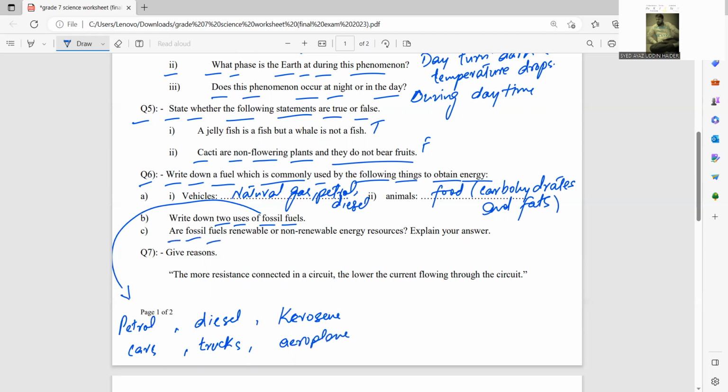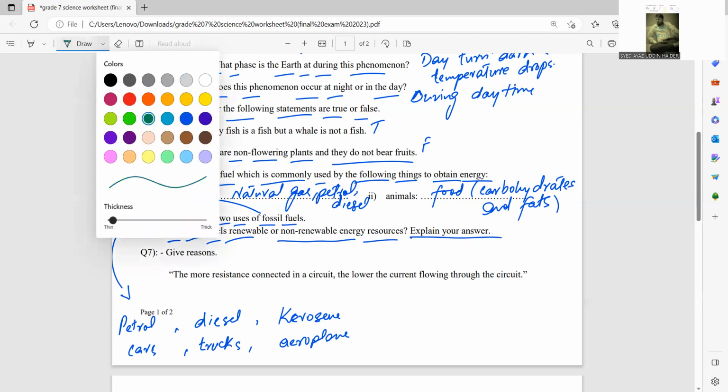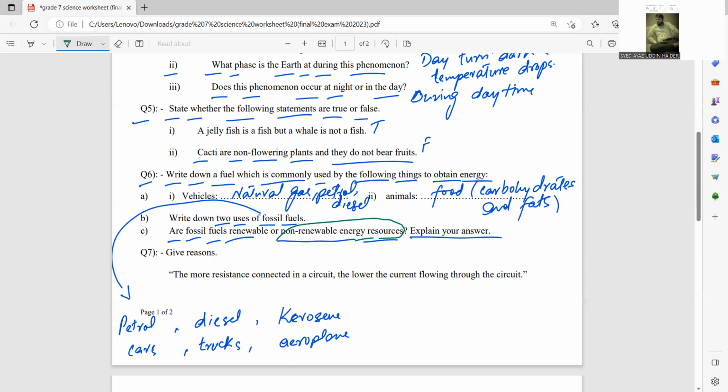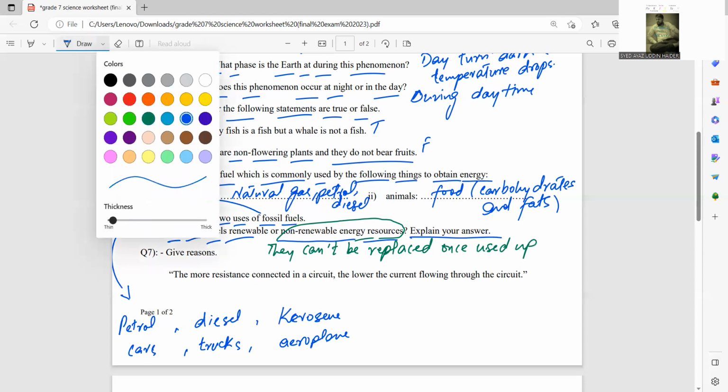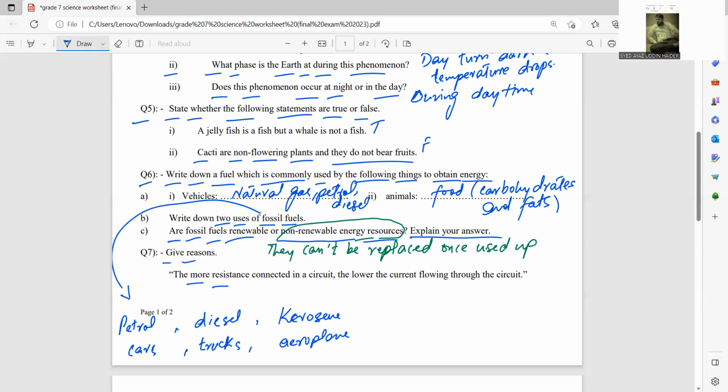Part C. Are fossil fuels renewable or non-renewable resources? Explain your answer. Fossil fuels are non-renewable resources because they can't be replaced once used up. Give reasons. The more resistance connected in a circuit, the lower the current flowing through the circuit, because this decreases the amount of current flowing through the circuit.